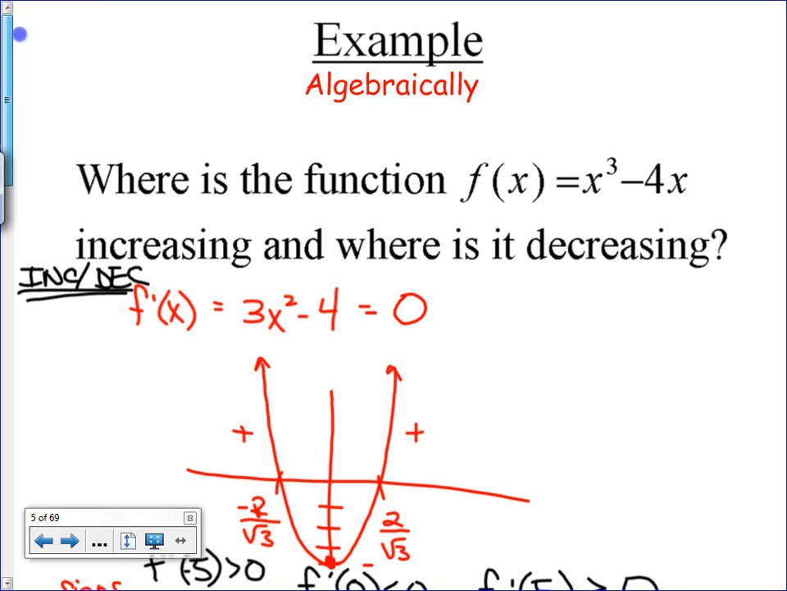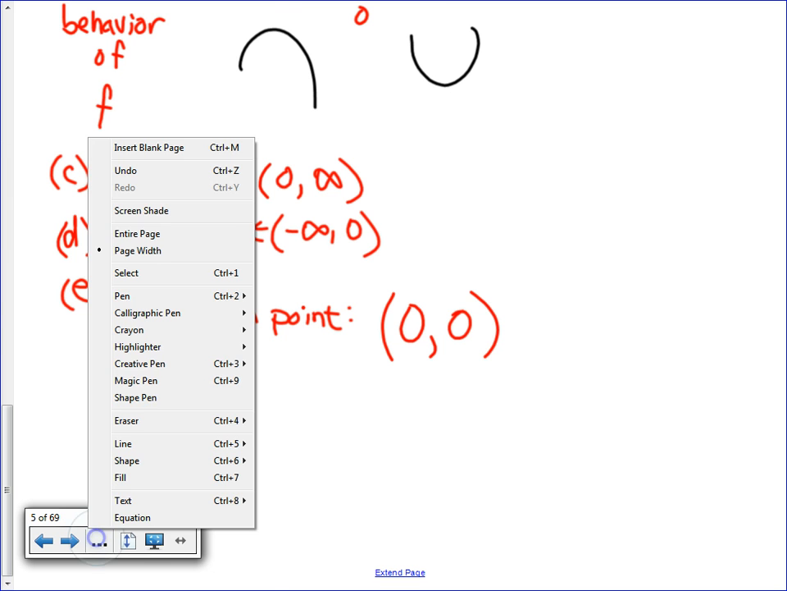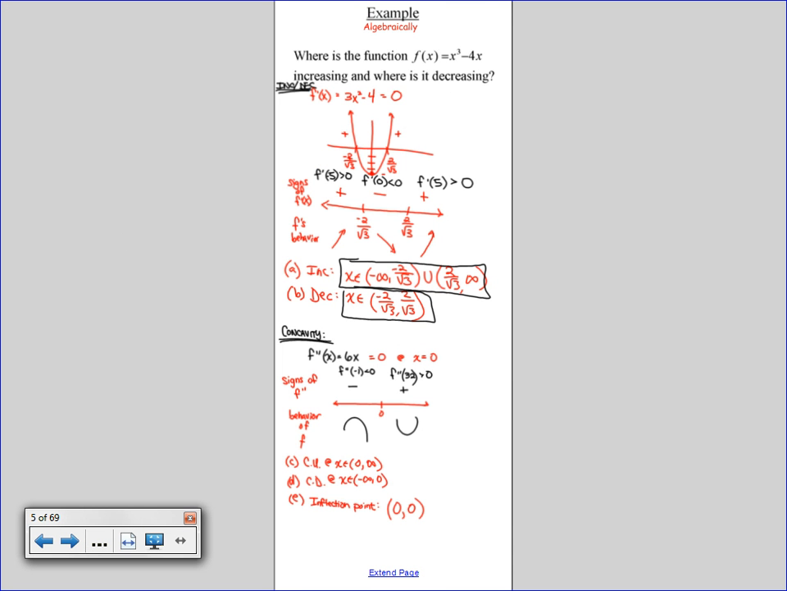Negative. 0 minus 0 is done. Okay, that's A, B, C, D, E for an example. How did I know it was an inflection point? Because I looked at my sign chart for my second derivative and said, look, he changes at, got it. He has to be a point, he has to work, and the concavity has to change to be an inflection point.